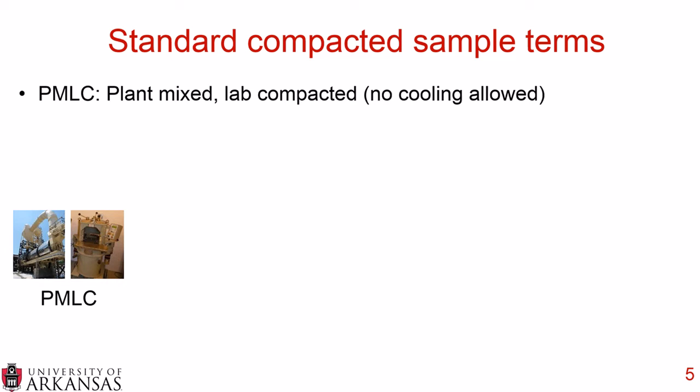So this is where your asphalt concrete is made in a plant. It's mixed in the drum, it's placed in a silo, and then you take a sample of that mixture and you compact it in the lab, for example, in a Superpave gyratory compactor. And you do not allow the mix to cool. So this needs to be done relatively quickly after the material is taken out of the silo to try and mimic what's going to happen in the field. You do not allow it to cool.